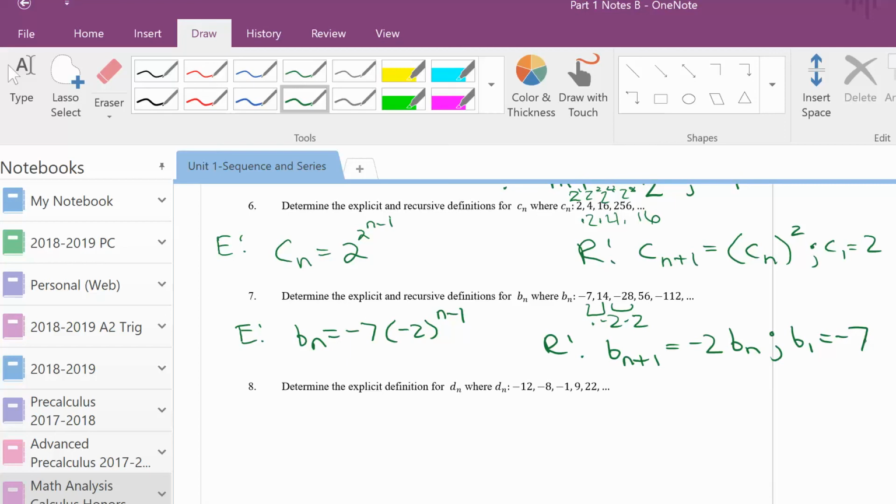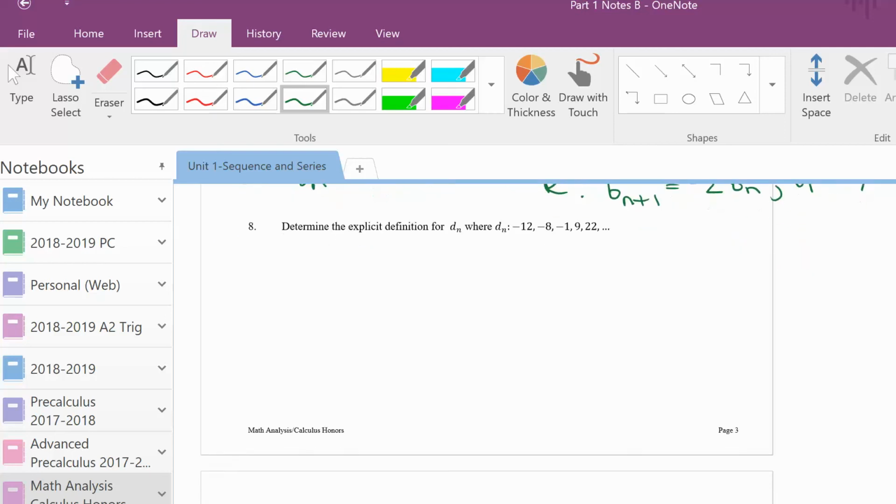And then for number 8, to find the explicit definition, notice you're adding 4, you're adding 7, you're adding 10, then you're adding 13. So notice it's a constant amount that it's going up by, as far as you're adding 3 more than you did the previous time every time. So that means it's a quadratic. So that means d sub n is going to equal some a n squared plus b n plus c.